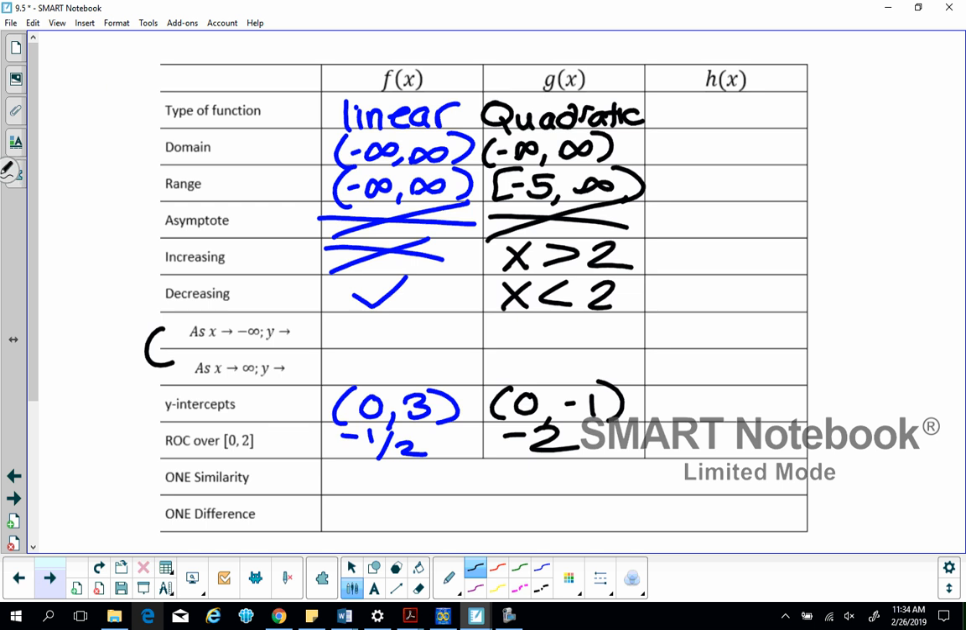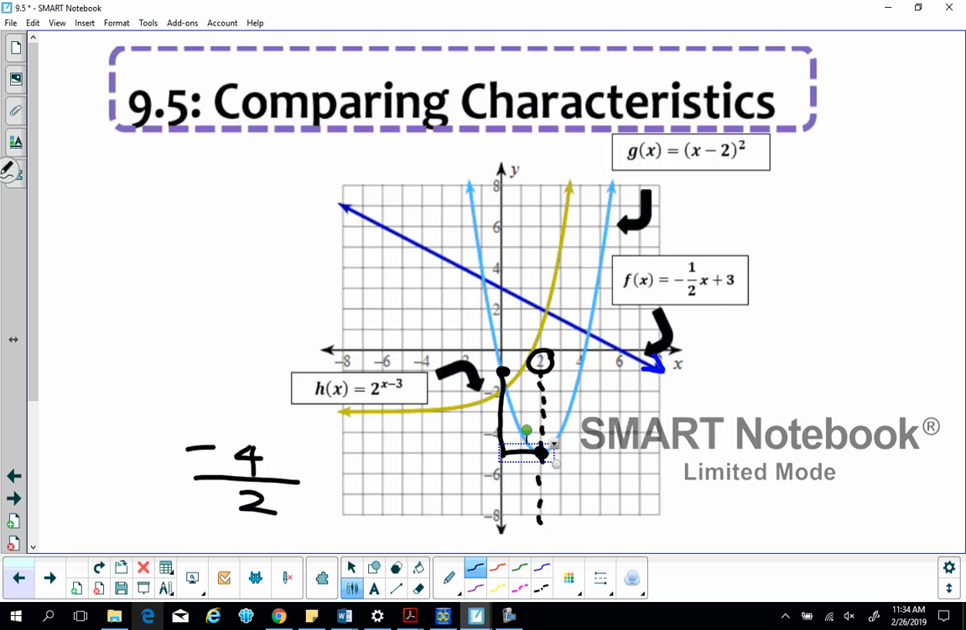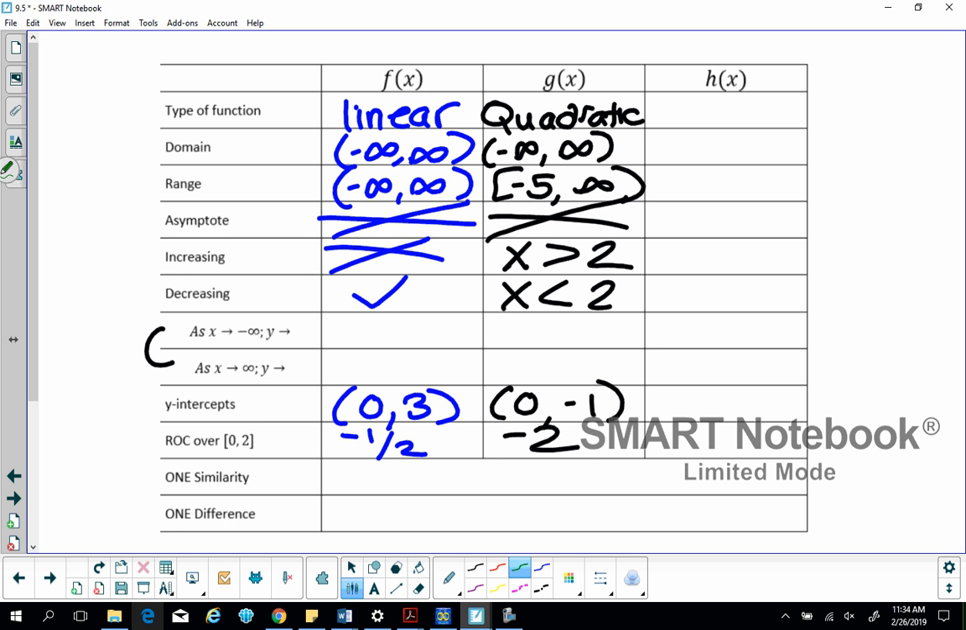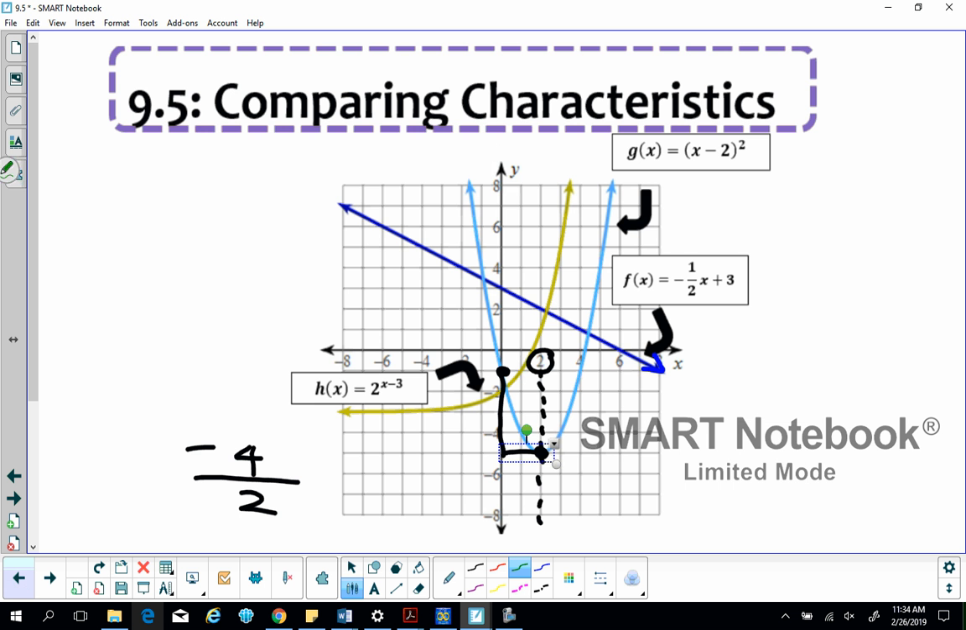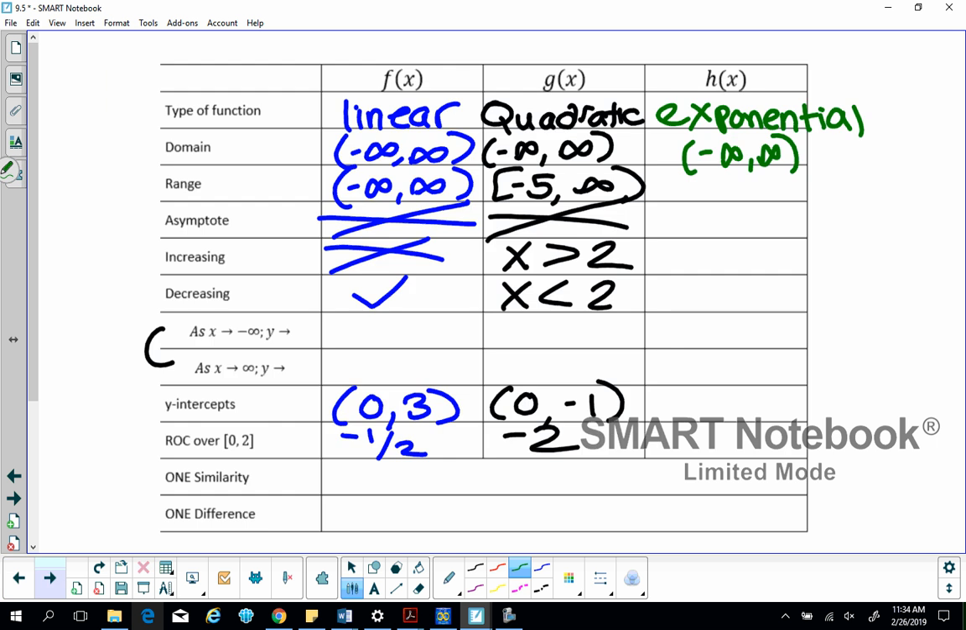So last one, the h of x one, the green one. What is that? Exponential. What is the domain of that one? Negative infinity to positive infinity. Good, let's look. So it's -3, and what's that called? Asymptote. So I could also fill in that. I know my asymptote is where x equals -3. And so my range is -3 to infinity.